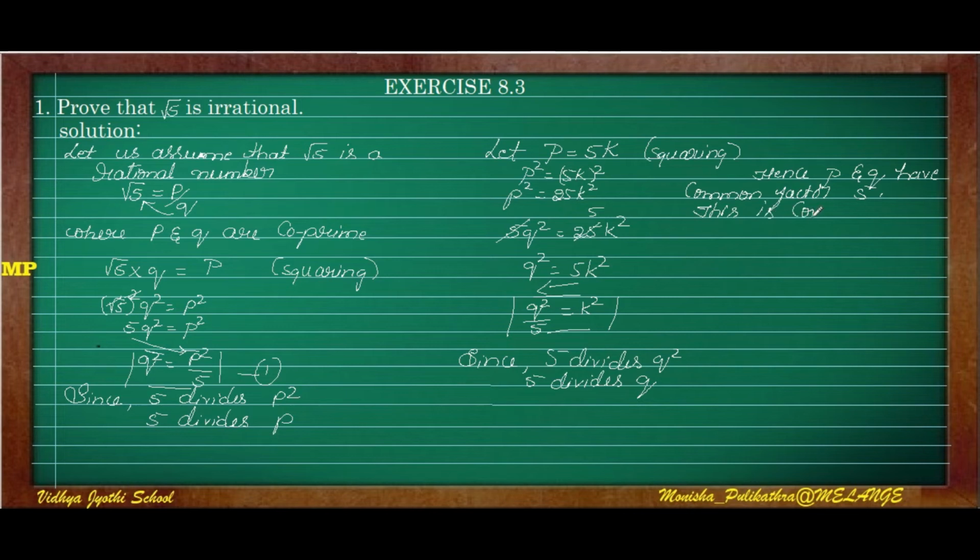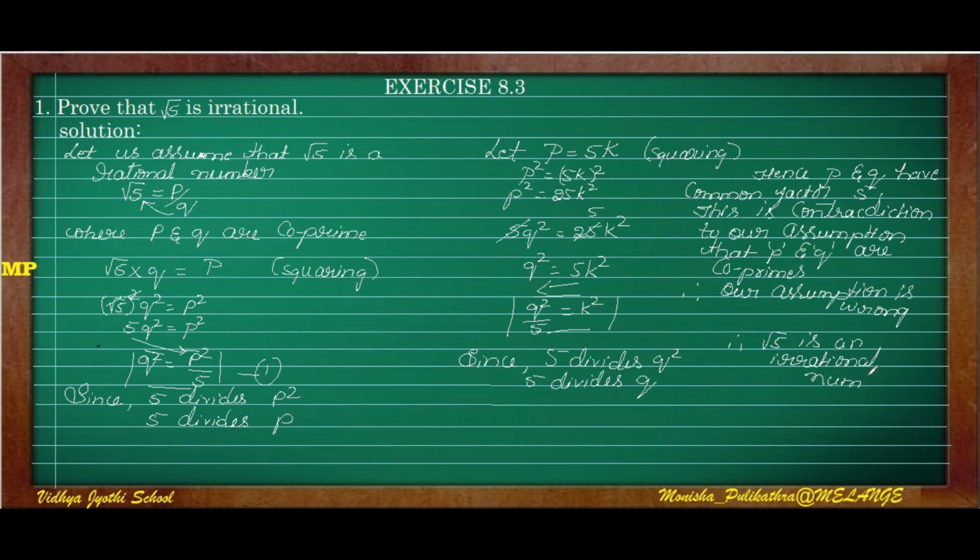So this is a contradiction to our assumption. Contradiction in the sense it is opposite to our assumption, that p and q are co-primes. Therefore, our assumption is wrong. Therefore, root 5 is an irrational number.